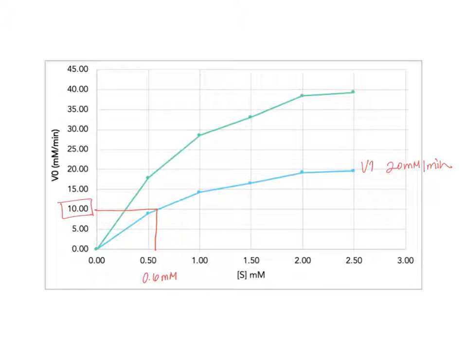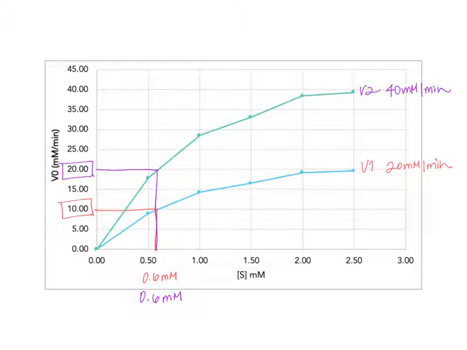Now, for the second graph, I doubled the enzyme concentration. And as you can see, my Vmax now approaches, which would be around here, 40 millimolar per minute. So as I doubled the enzyme concentration, my Vmax doubled. Now if I want to find the Km for this, I would look at half of 40 millimolar per minute, which would be 20 millimolar per minute. And if I find the substrate concentration at which I reach that half saturation point for the second graph, I see that it's the same. It's still 0.6 millimolar.